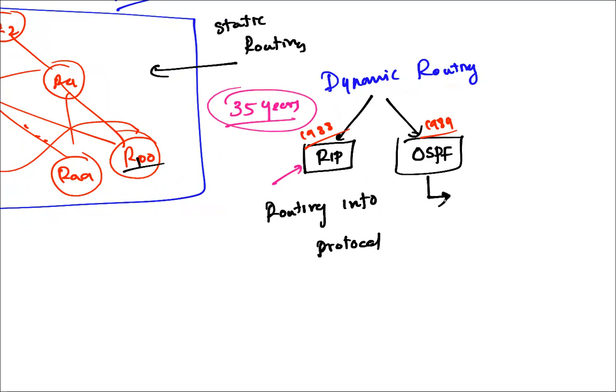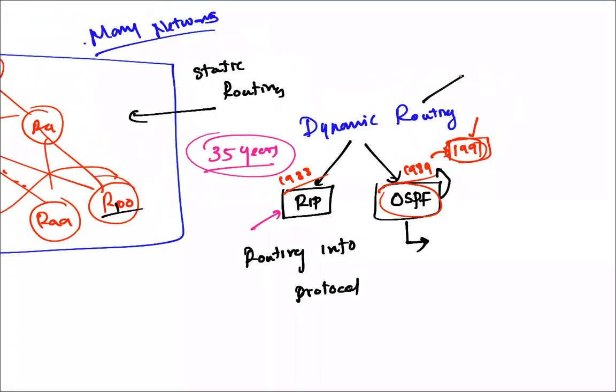Many organizations even today use OSPF, which was developed in the year 1989 and updated in the year 1991. That is the version that we are using even till now. So for 32 years we have been using this protocol, and it is very dominating. And a few other protocols are also equally popular.